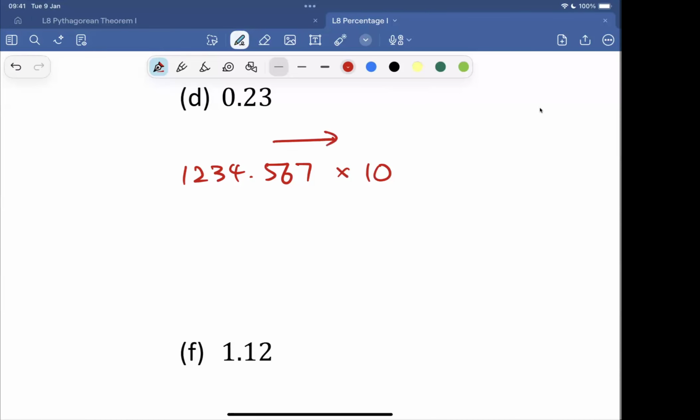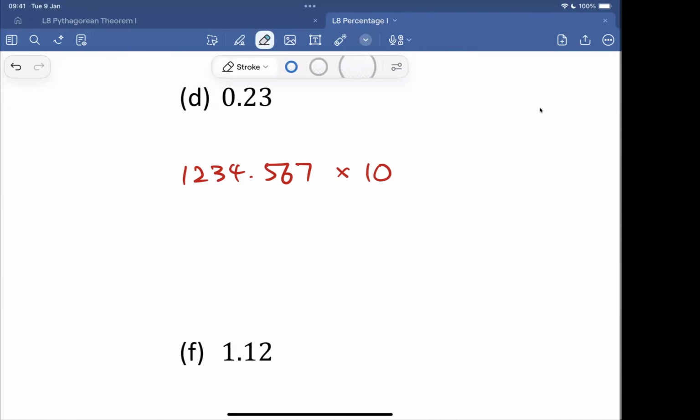The decimal will move to the right. Now, how many times should you move it to the right? One. Why one time? Because there's only one zero. So you move it one time. But if you have three zeros, then how many times do you move it? 3 times. Correct.